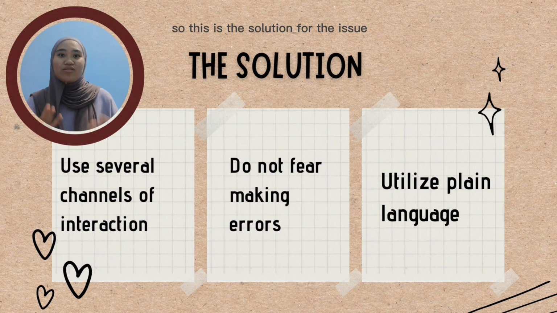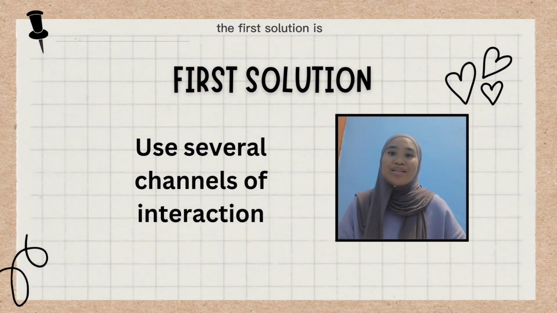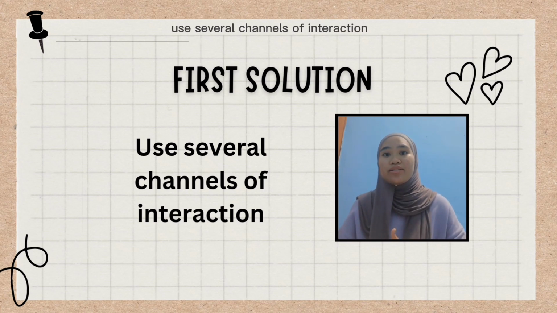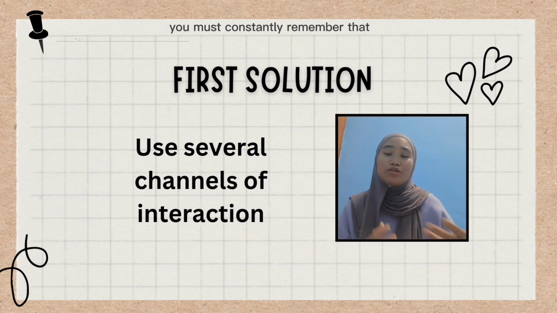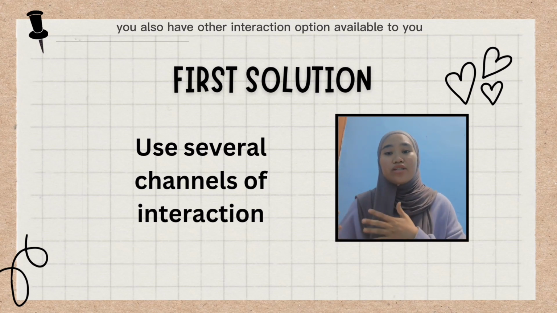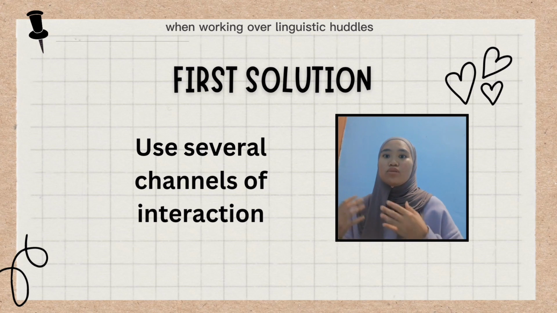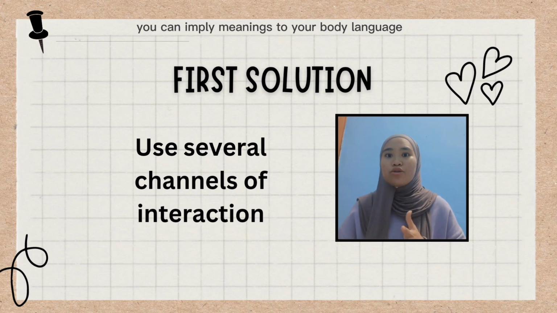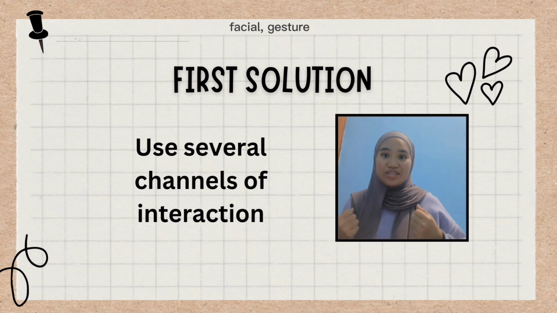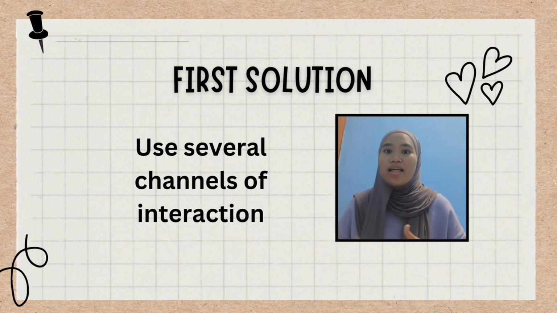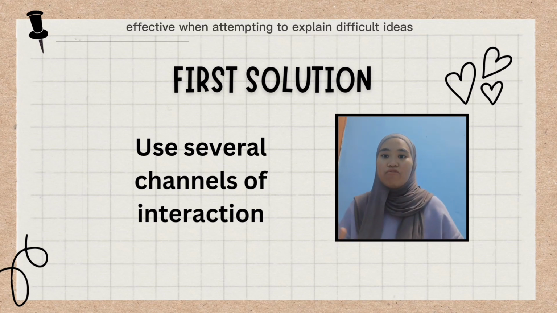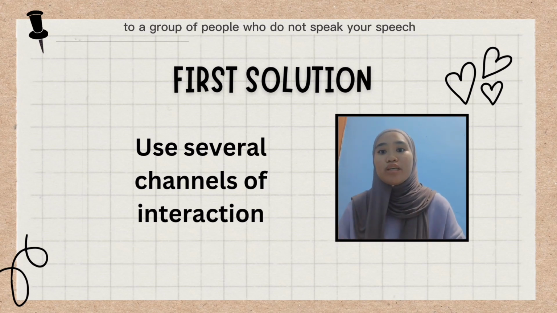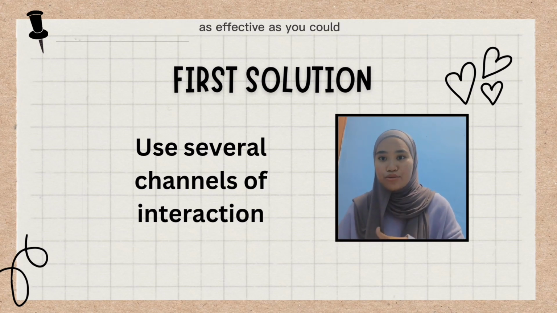So, this is the solution for the issue. Let's check this out one by one. The first solution is to use several channels of interaction. You must constantly remember that you also have other interaction options available to you when working over linguistic hurdles. Additionally, you can imply meanings through your body language, facial gestures, and different graphic aids. This is extremely effective when attempting to explain difficult ideas to a group of people who do not speak your language as effectively as you could.